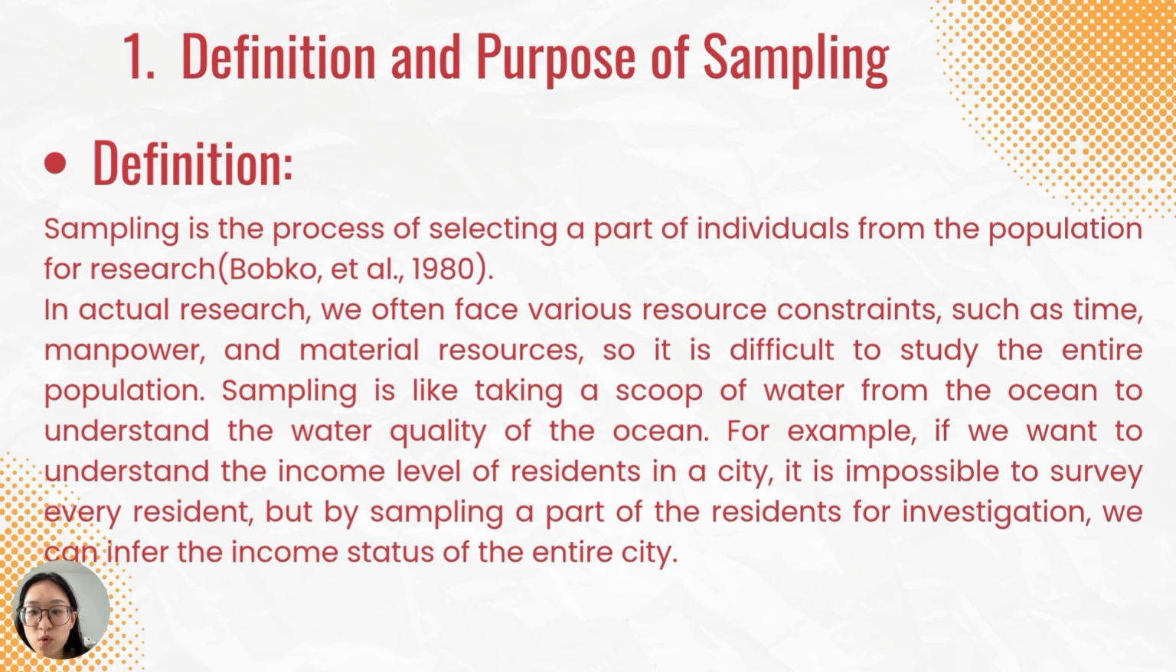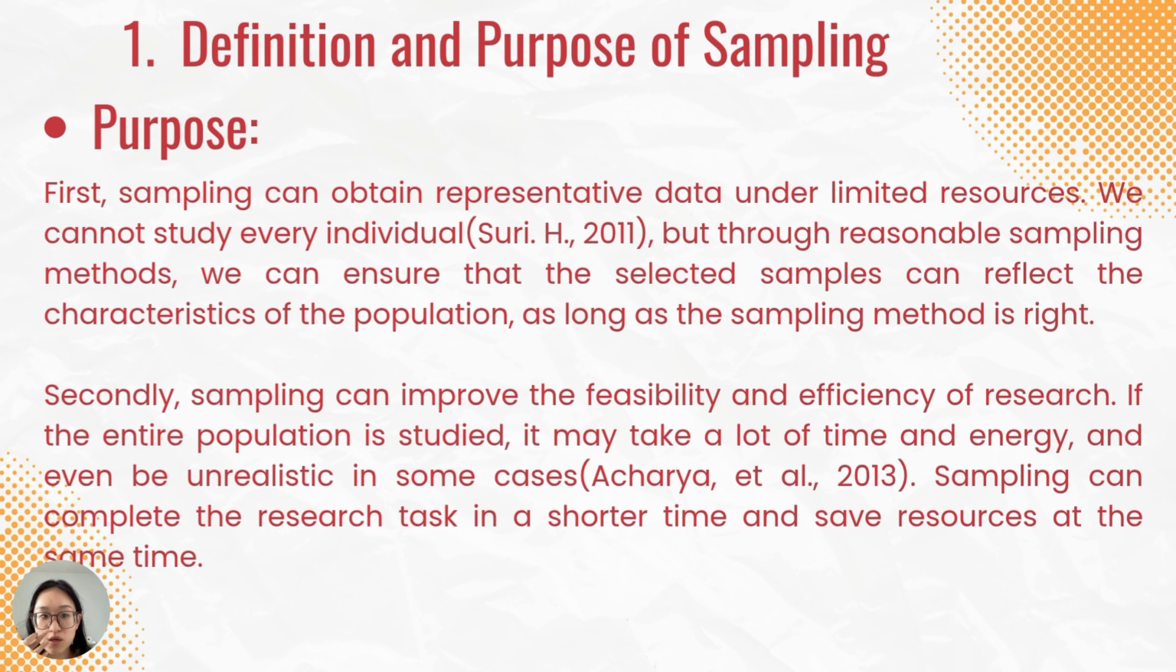For example, if we want to understand the income level of residents in a city, it's impossible to survey every resident. But by sampling a part of the residents for investigation, we can infer the income status of the entire city. So, what's the purpose of sampling? First, sampling can obtain representative data under limited resource conditions. We cannot study every individual, but as long as a reasonable sampling method is adopted, we can ensure that the selected sample can reflect the characteristics of the population.